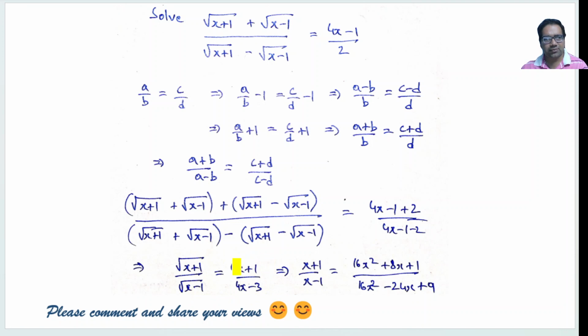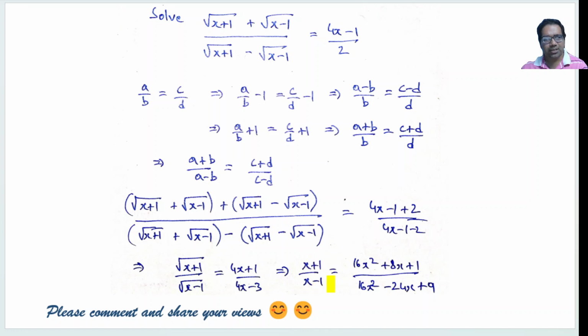What is 4x plus 1 squared? It is a plus b whole square equals a square plus b square plus 2ab. 16x square plus 2ab, which is 2 into 4x, 8x, plus 1 square. By again 4x minus 3 whole square, that is 16x square plus 9, which is 3 square, minus 2ab, minus 2 into 3 into 4x, right, which is 24x. This is this. Right. Now again, let's look.